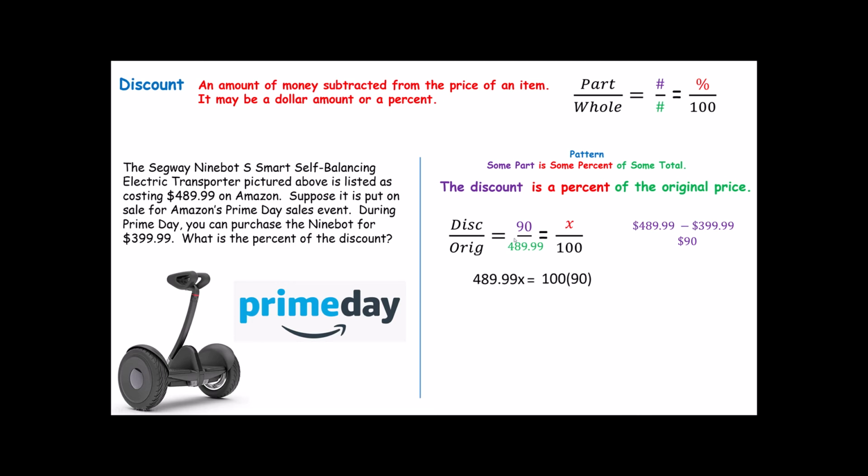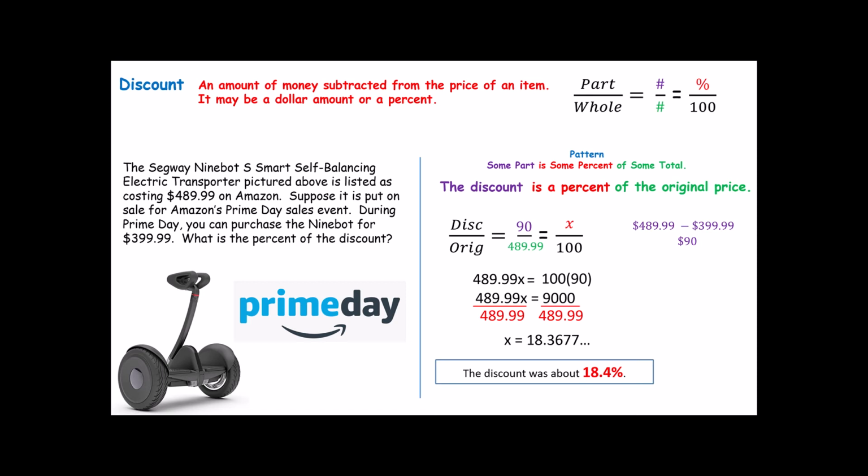We're just going to cross multiply the $489.99 times x and the 90 times 100. Simplify this by taking 100 times 90 and then dividing both sides by the $489.99 to get our value, 18.36. Now, the question was, what is the percent of the discount? I went ahead and rounded that to the nearest tenth of a percent. It is about an 18.4% discount.